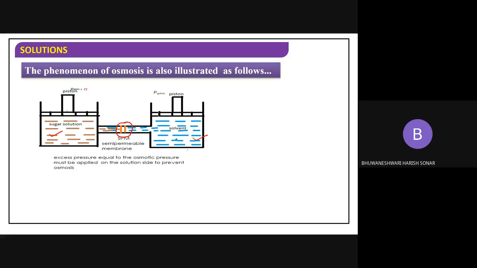Sugar solution. On the sugar solution, you are applying some pressure here, applying it by using a piston. Where are you applying it, beta? On the solution side, you are applying some pressure.